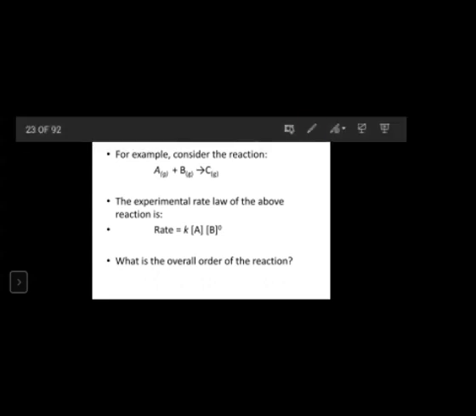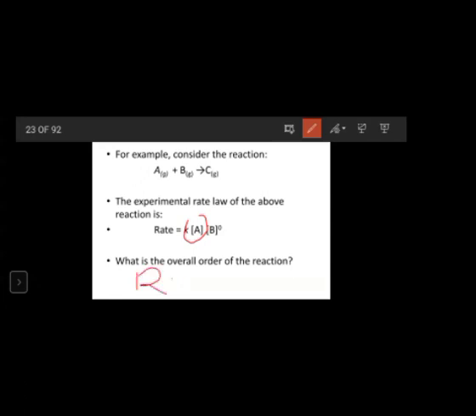Look at that. The experimental rate law for the above reaction is rate is equal to K into A and B to the power zero. So the order with respect to A, look at this A, the order is one. If it is zero, you can put it. If it is one, you don't need to put it. If it is two, you put it. If it is a fraction, you can put it. So this particular equation, you can write it like this.